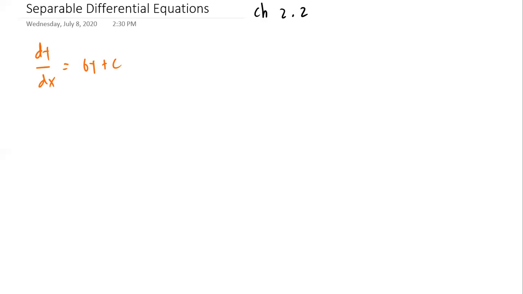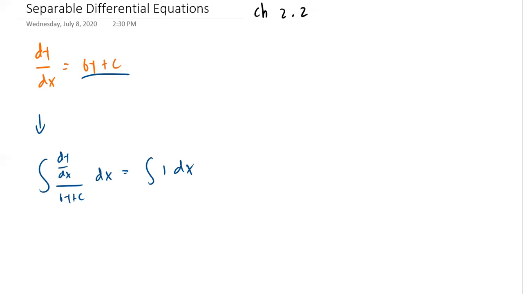Now, for this problem, or a differential equation of this form, what was the process? Divide both sides by this, and then integrate. One side with respect to y, the other side with respect to the independent variable, in this case, x. That was the process. And if I write the steps for that, basically divide both sides. So dy/dx divided by by + c, dx equals the integral of 1 dx.